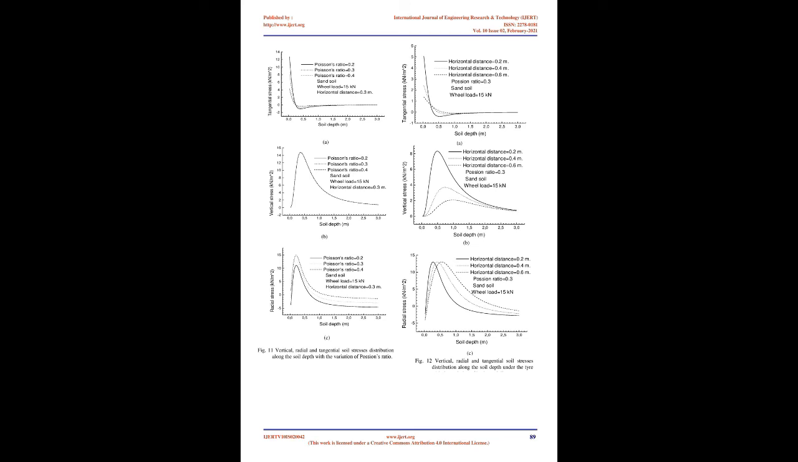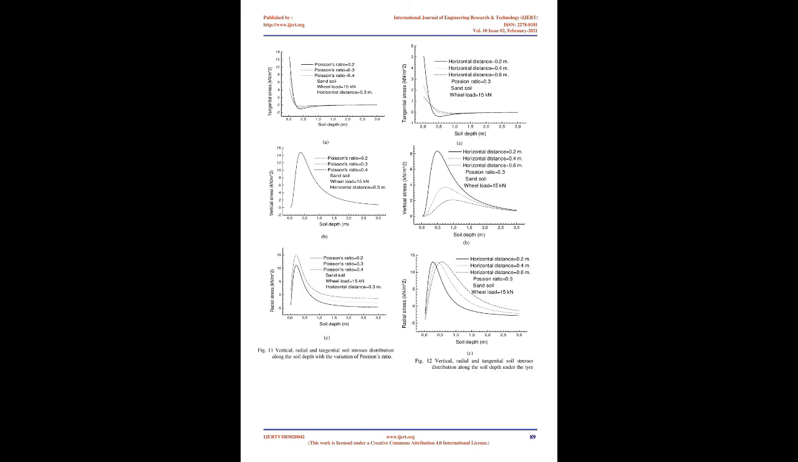The vertical stresses do not differ along the horizontal span from the vertical axis of the tire, whereas radial and tangential stresses in the soil vary. The radial stress has increased by increasing the Poisson ratio, while the tangential stress increased to around 0.63 m and decreased afterwards by increasing the Poisson ratio. The distribution of stresses in the soil with the adjustment of the Poisson ratio along the depth of the soil at a horizontal distance of 0.3 m is shown in Fig 11, A, B and C.